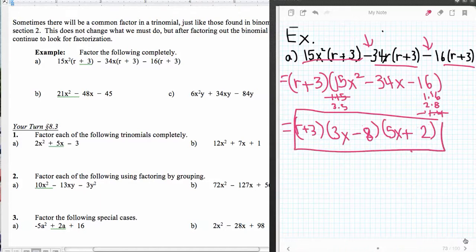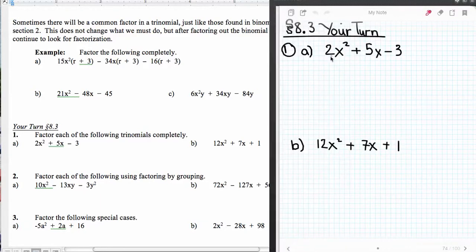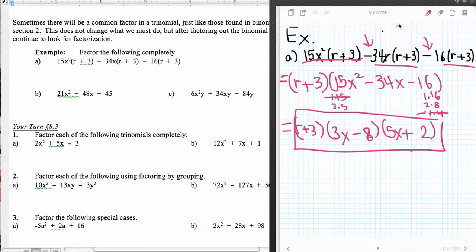Now, the next one here, we have a GCF. Oh, for some reason I have skipped one. So we have a GCF.